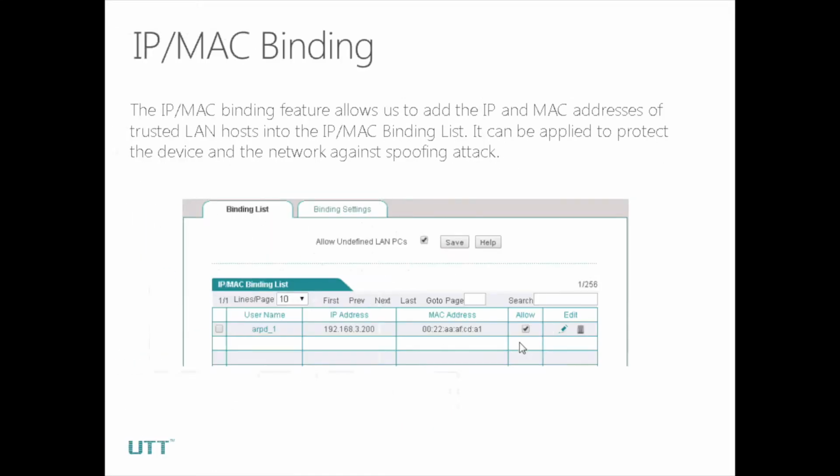Next is IP MAC binding. The IP MAC binding feature allows us to add the IP and MAC addresses of trusted LAN hosts into the IP MAC binding list. It can be applied to protect the device and the network against spoofing attack.